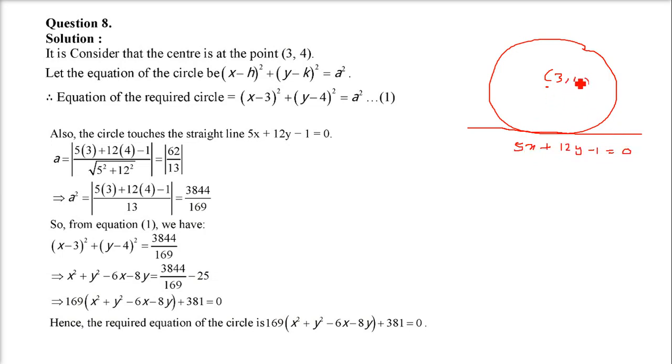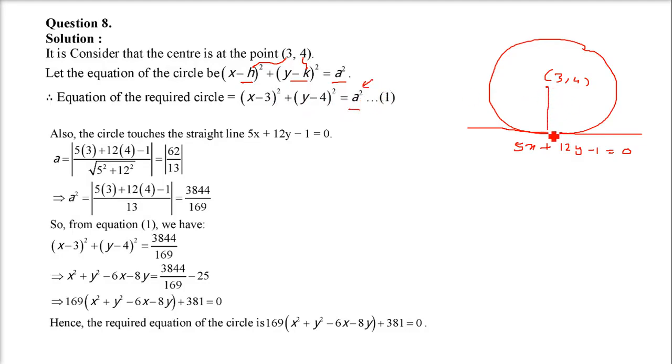First of all, we have a circle. So (x minus h) whole square plus (y minus k) whole square equals a square is the standard equation. Put h as 3 and k as 4. So (x minus 3) whole square plus (y minus 4) whole square equals a square is our equation. Now we need to find out a. Rest all is known, a is to be known. But how do we find a?